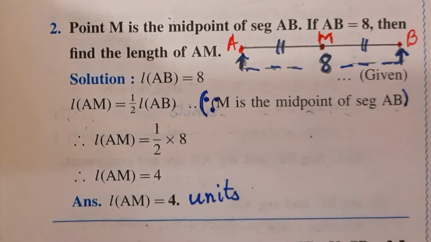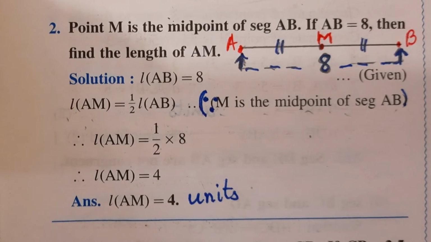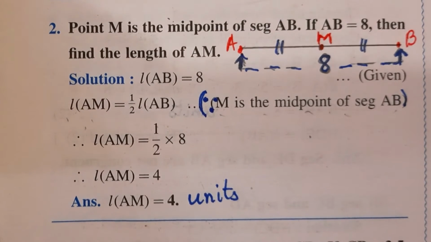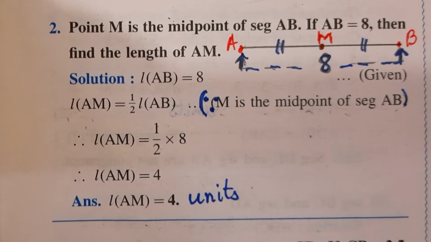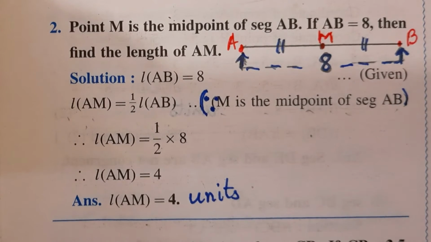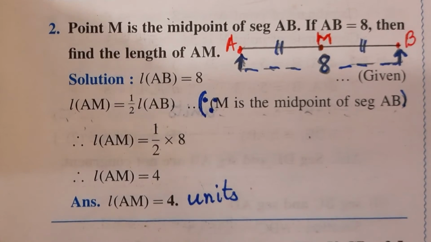Let us take question 2 now. In question 2, see the question. Point M is a midpoint of segment AB. If AB is 8, then find length AM. Here we have to use the concept of midpoint.